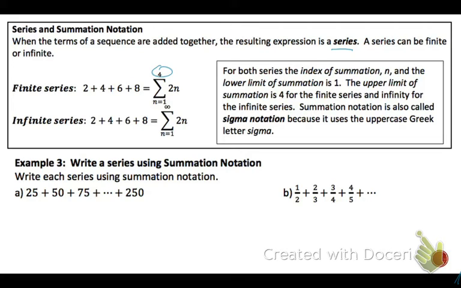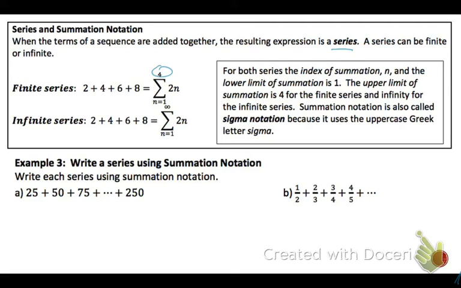And then what you see to the middle right of the sigma is the rule to generate each term in the sequence in terms of the position number. So we take 2 times 1 for our first term, 2 times 2, 2 times 3, etc. Now for an infinite series, notice that our top limit above the sigma is positive infinity. So let's look at example 3 and write some summation notation.